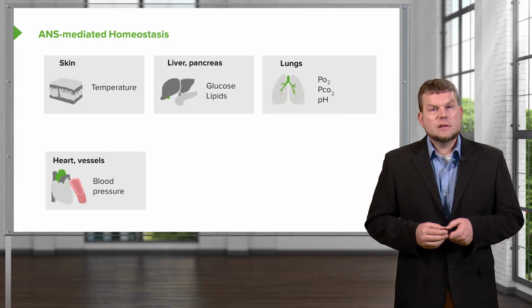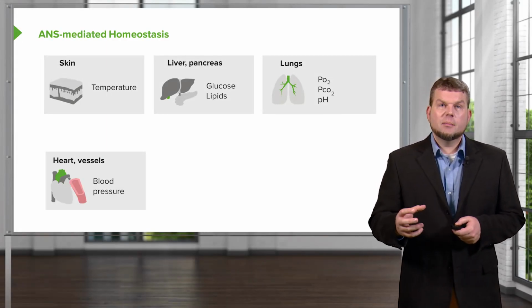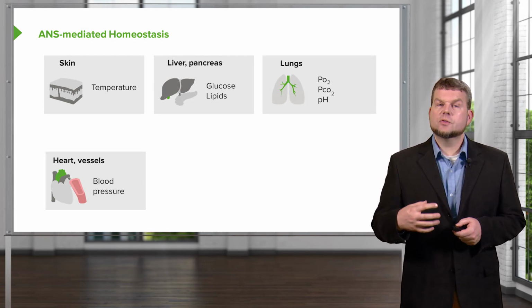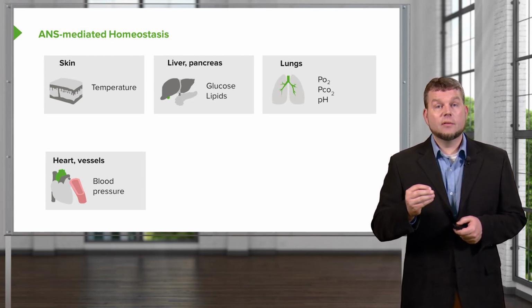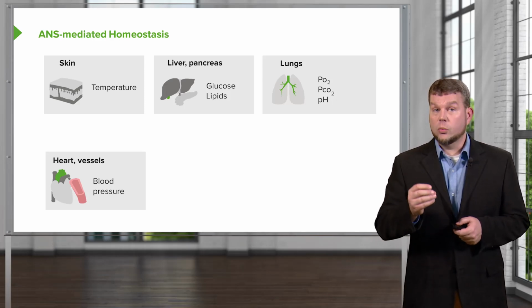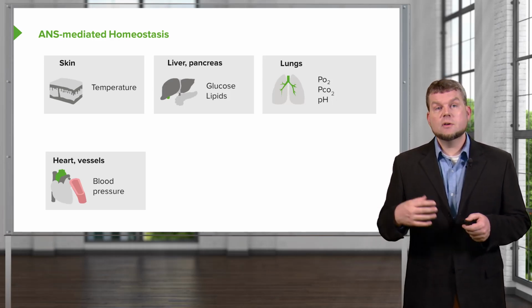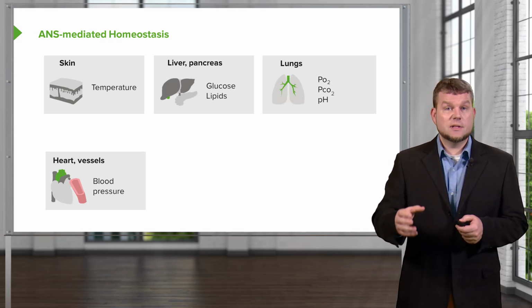The heart and blood vessels are also innervated by the autonomic nervous system and will help us to control and regulate blood pressure. This does it not only at the level of the heart, where it can control heart rate and contractility, but also blood vessels, where it controls vascular resistance.